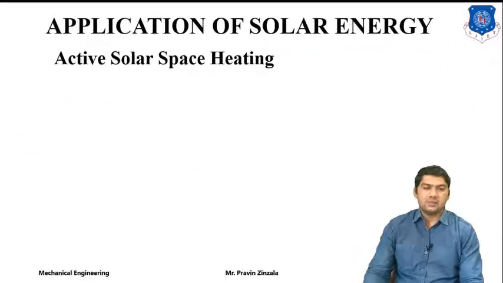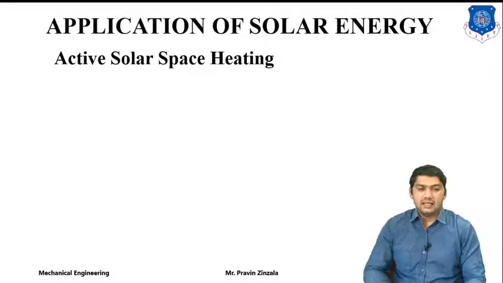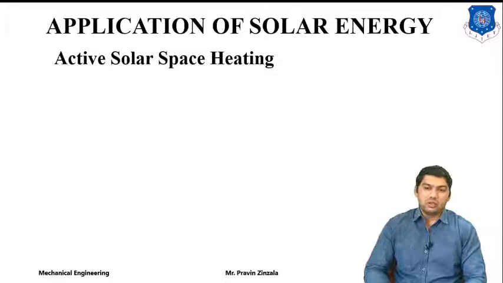Now we will discuss the different applications of solar energy. The first application is solar space heating. There are two types of methods of solar space heating: active system and passive system. Active system means forced convection, where we are supplying an energy source. Passive system means a natural system. We are not providing any extra energy for utilization.